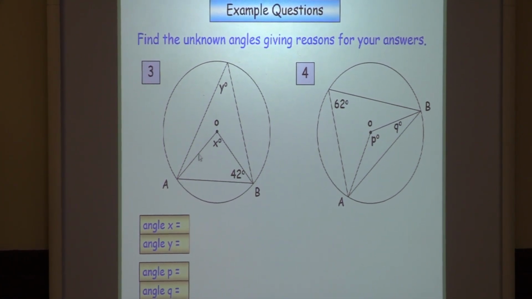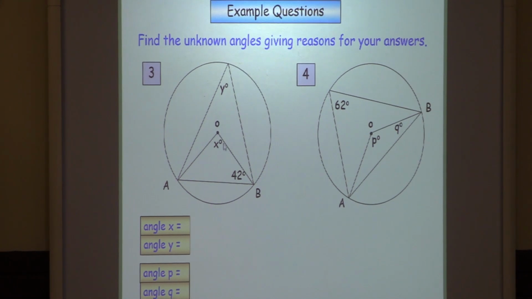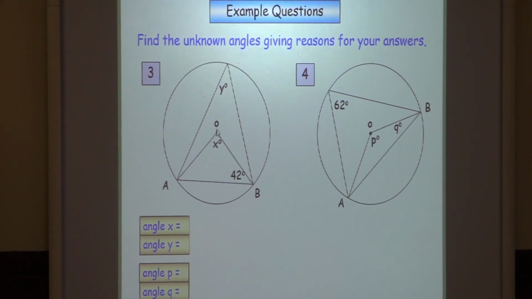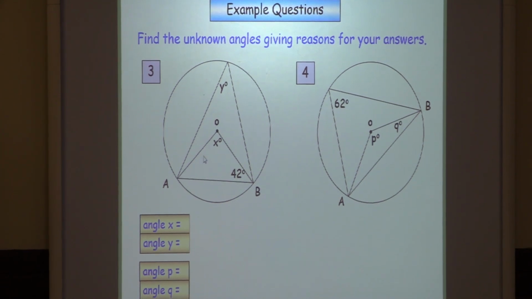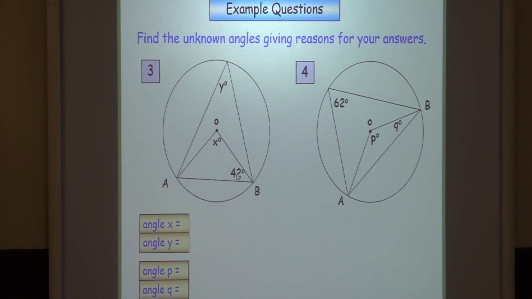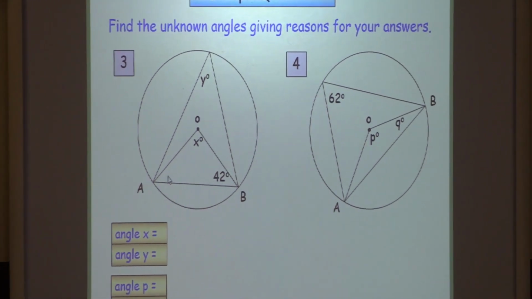But I know that this distance from here to here is the same as the distance from there to here. What do we call that? Radius. Now, this makes this the type of triangle which is called an isosceles triangle. So OA is equal to OB, radii, therefore this angle here, 42, will be the same as this one, because angles opposite equal sides are equal. So if this is 42, this angle hidden here will be 42.